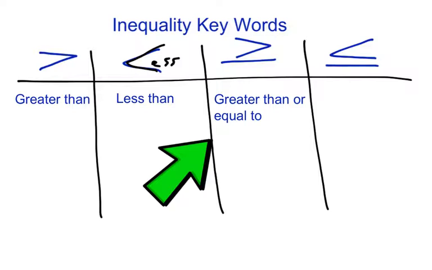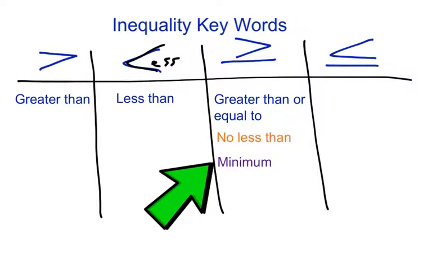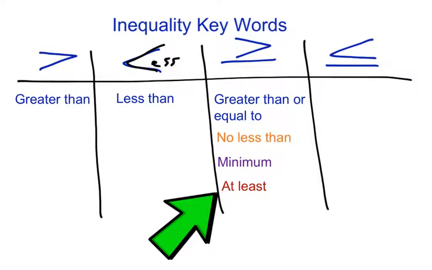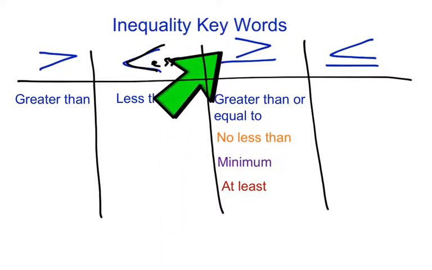So another way is no less than. And think if something is no less than something, then it can be that number or more than that number, or greater than that number. Next, think of the word minimum. You need a minimum of a 93% to get an A. That means you need a 93 or greater to get an A. You need to get at least 8 hours of sleep to be well rested. There, the word at least means you need to get 8 hours or more. So that means greater than or equal to.